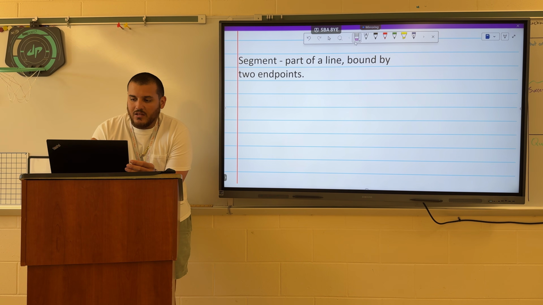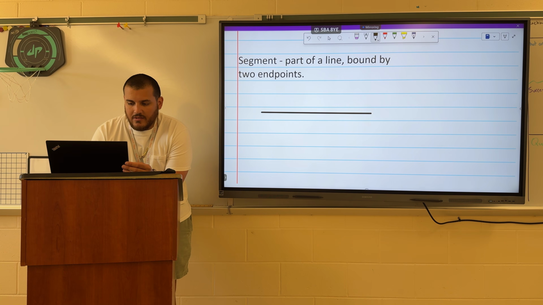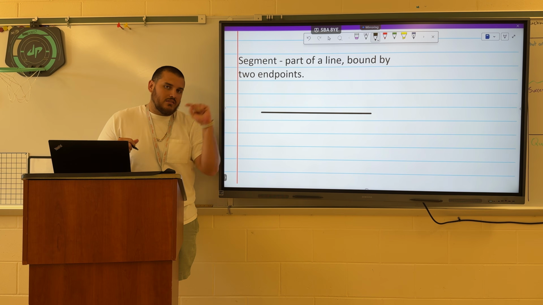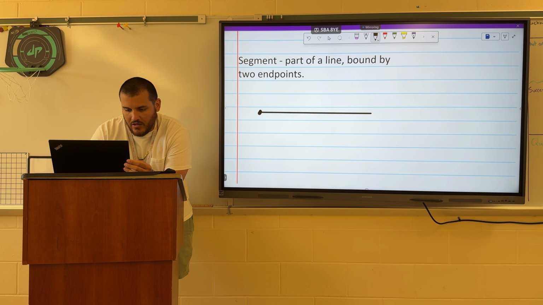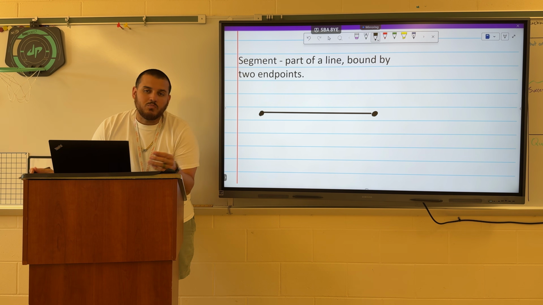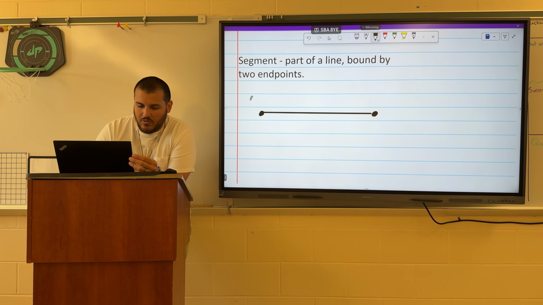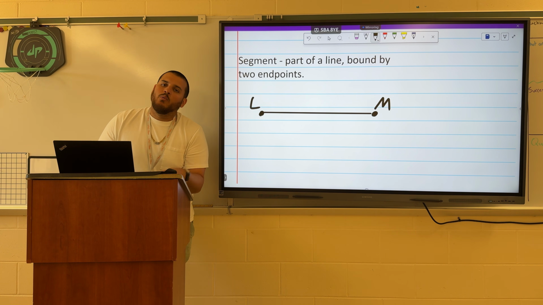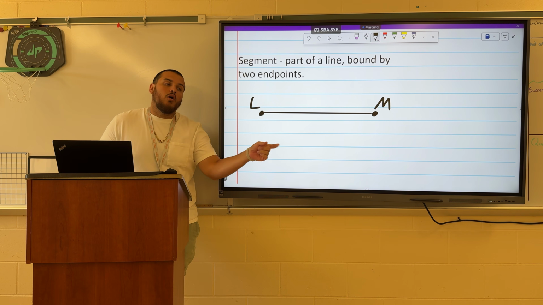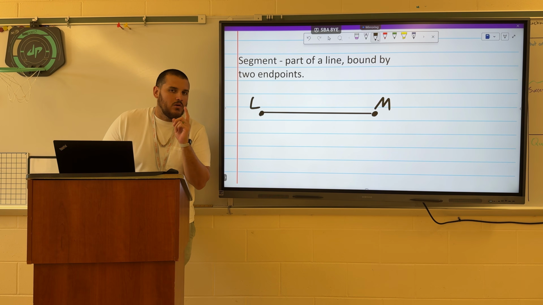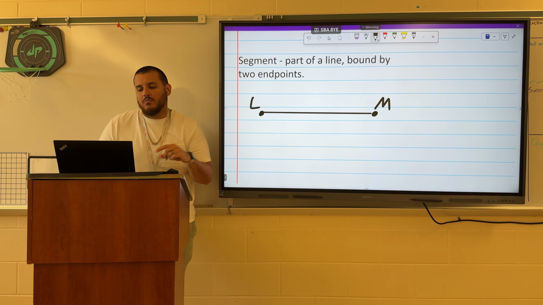So when we draw a segment, like a line or a ray, it's going to be straight. But again, instead of arrows, we need points, endpoints at the ends of our segments. So point here, point here. And those points are going to be how we name the segment. So we need letters there. I'll call this point L and this one point M. And we can now call this segment LM or ML. The order is not going to matter for the segment. Remember, the order matters for the ray, not for the segment or the line.